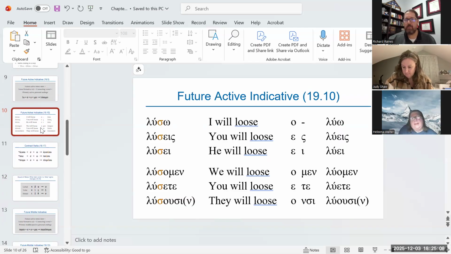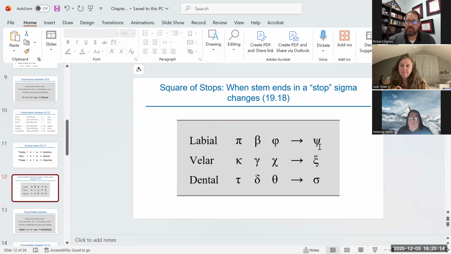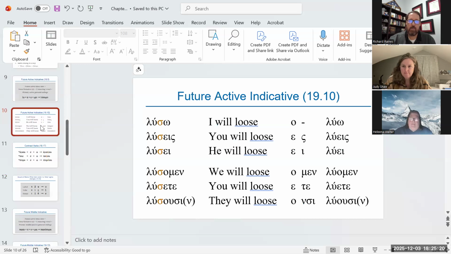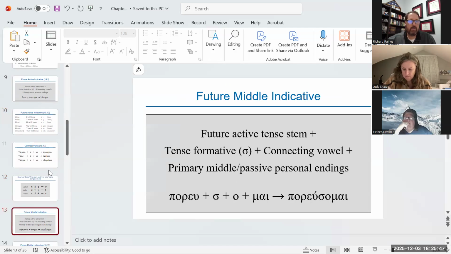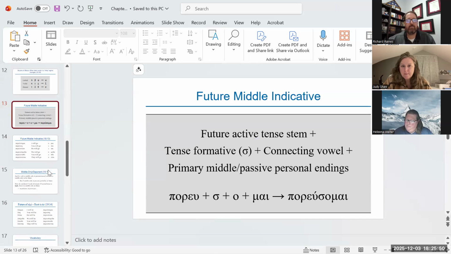When you add that sigma to a stem that ends in one of these letters, then that sigma becomes this, right? So you may see a word, if we were doing blepo, you would not see blepso with a sigma, you would see it with a psi, because the P and the sigma becomes the psi. So it would sound the same, but it would just be spelled differently. All right, so that's future active. I will study. I will go.